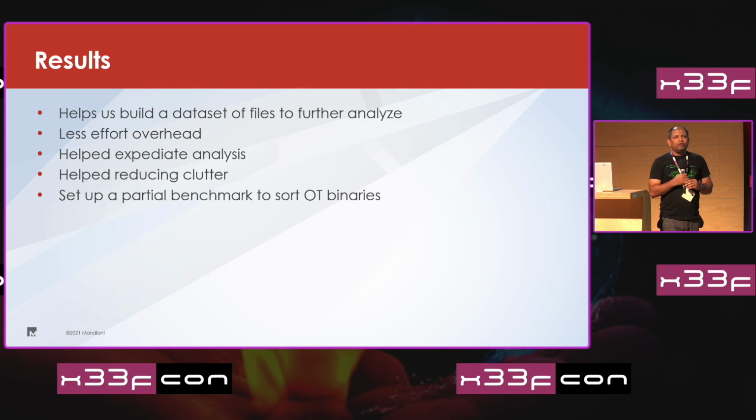For the same reason, out of 100, if there are one or two which are actually cyber physical relevant binaries, then we need not analyze those 100 and then reach the conclusion that these are the cyber physical relevant binaries. Instead, we can pick the cyber physical relevant binaries and then go ahead and do the proper analysis on them. As already spoken, it helps reduce clutter, and the benchmark can be set quickly.